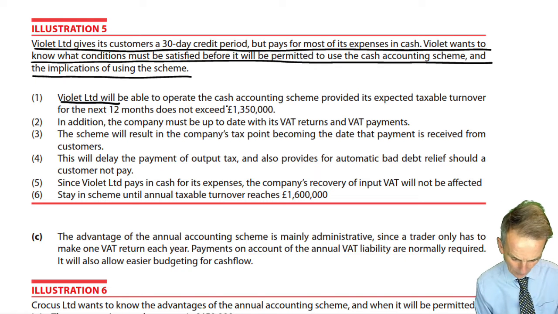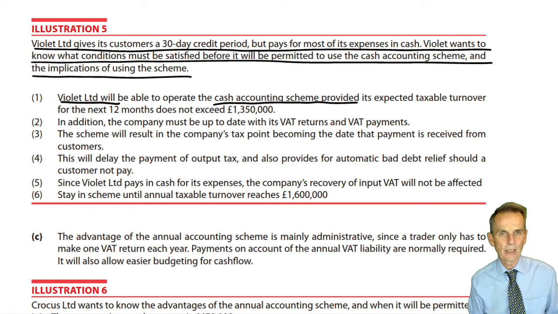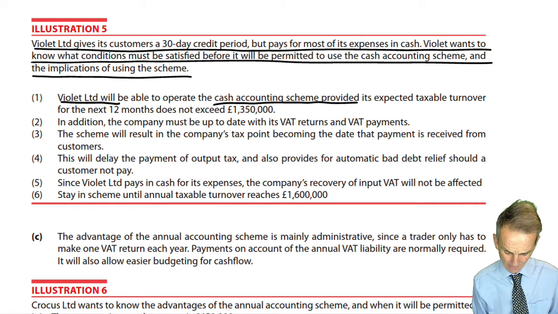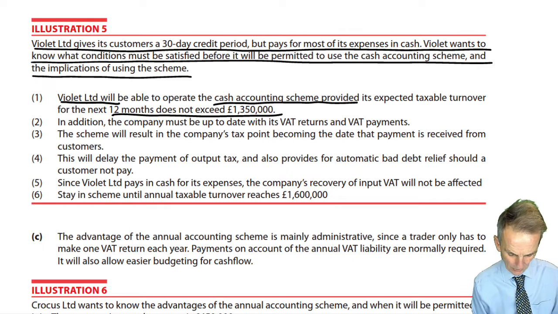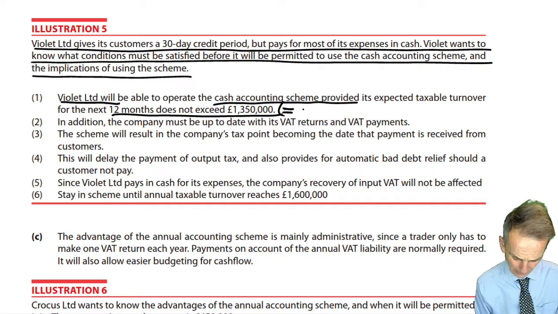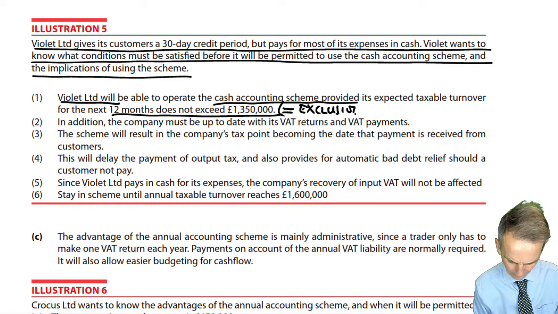Well, we'll be able to operate the cash accounting scheme provided that its taxable turnover here in a period of 12 months does not exceed 1.35 million. And that figure there, the 1.35 million, note, is exclusive of VAT.